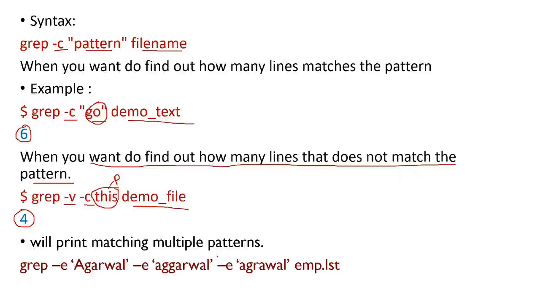Now this will be done in a single statement. You can use multiple patterns. See, using -e, this is one pattern, this is the second pattern, and this is the third pattern, and this is the file name. So from a single file, you are searching various patterns, and whichever line it matches, it is going to display on the screen, the standard output.